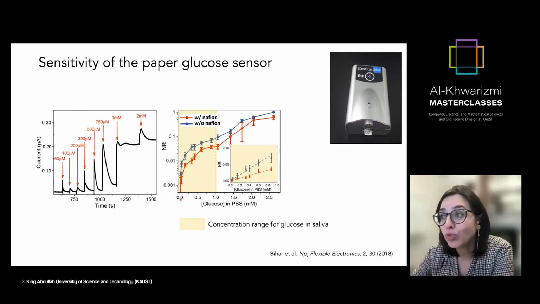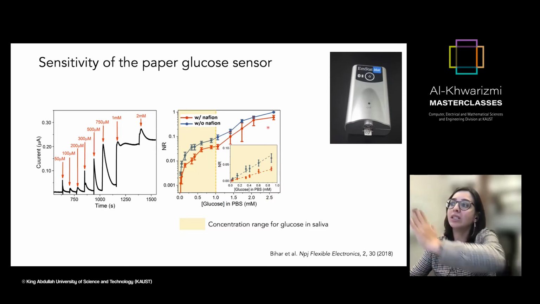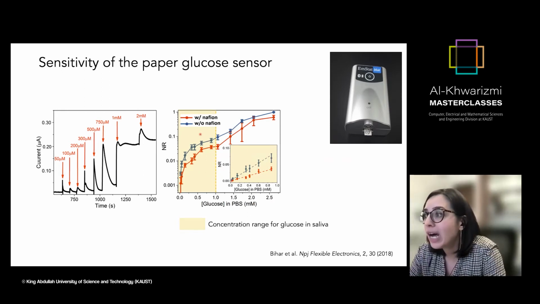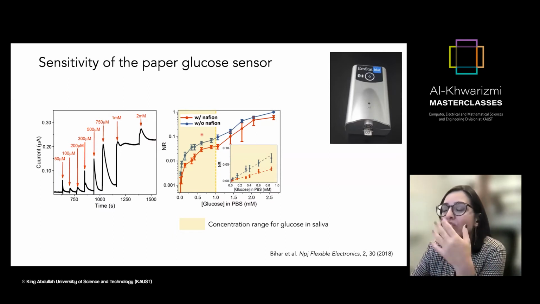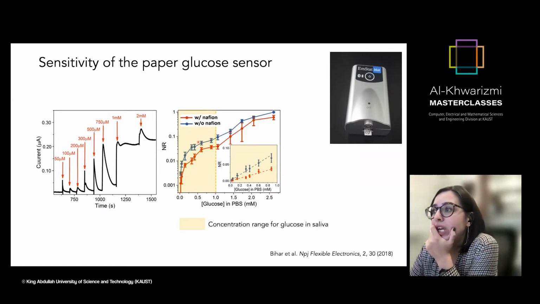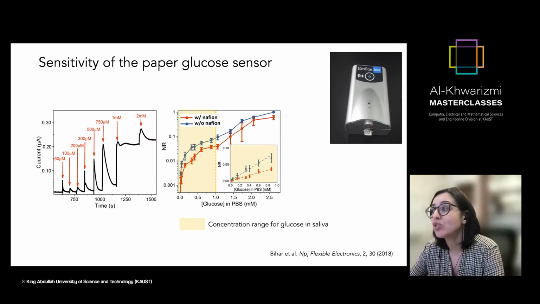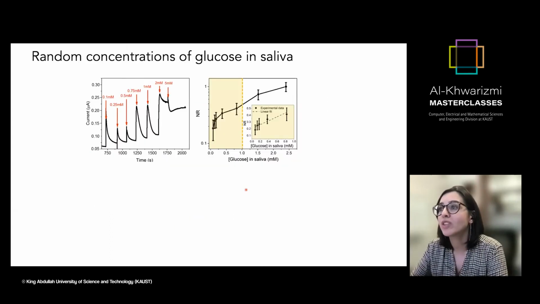So that's the output of the sensor as a function of glucose concentration. The more linear this looks, the better off you are with the sensor. And in this case, the highlighted area here is the concentration of glucose that we are interested in saliva. Around this concentration, we can say a person is diabetic or not by looking at whether they are above or below that threshold, and the sensor has quite a nice linear response to glucose at this low concentration range.